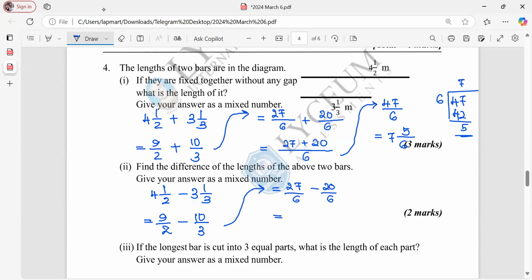Right, so then that is over 6, 27 minus 20, and so this is 7/6. You know that when we have 7/6, it's easy to convert. 6 times 1, 6, the answer is 1. So then the final answer is 1 and 1/6. Right? So this is how you want to write the answer.